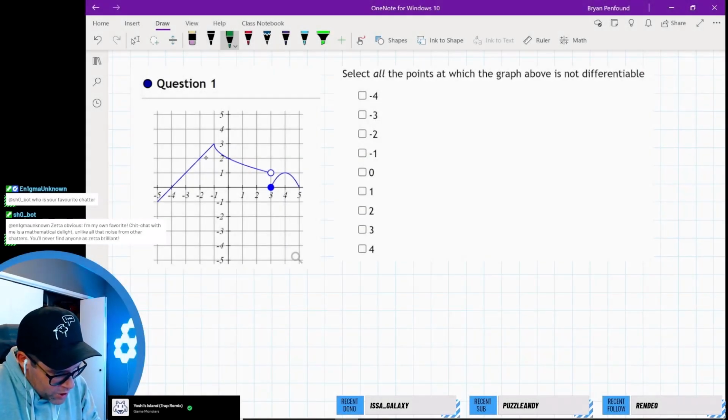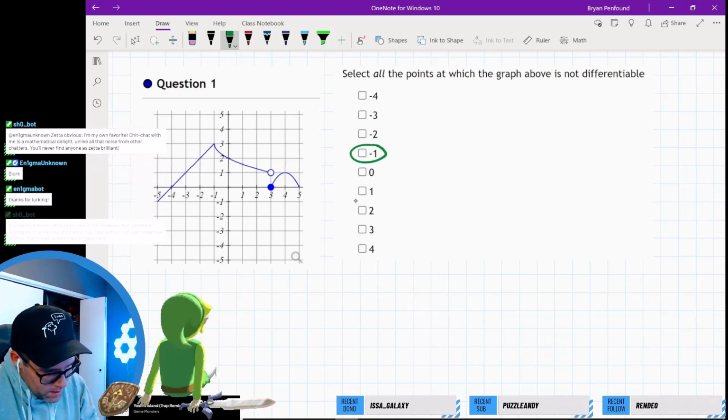All right, I think we're differentiable. We're not differentiable at -1, so I think we're going to have an issue there. Lurking in the shadows.